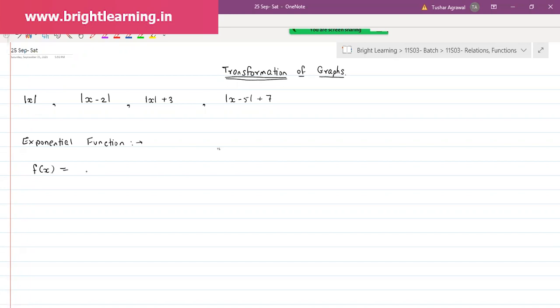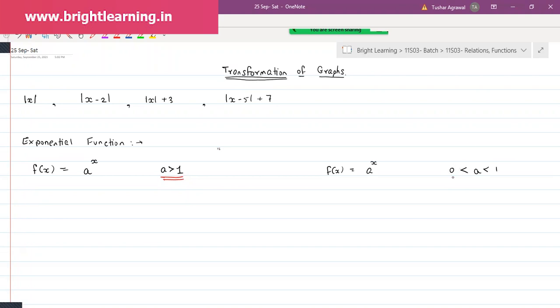f of x is equal to a to the power x. Now for a to the power x, two cases may arise. First case, when a is greater than 1. This is my first condition. And the second condition is, a is less than 1 but positive, between 0 and 1.